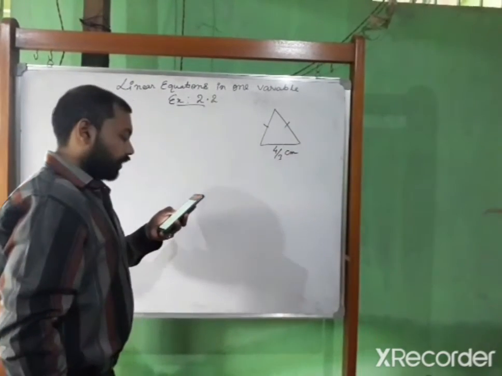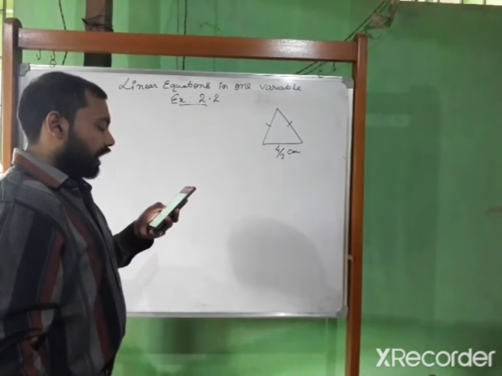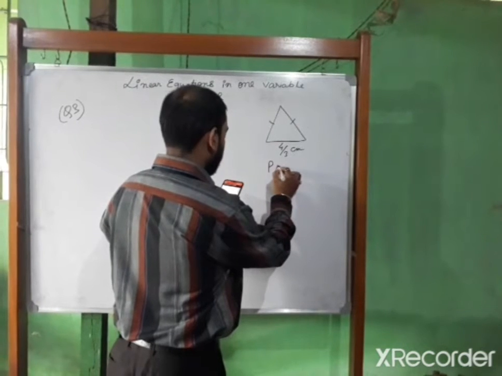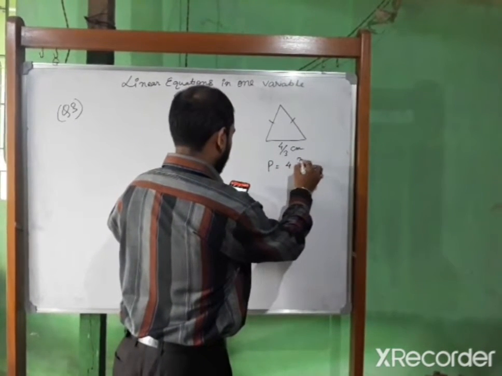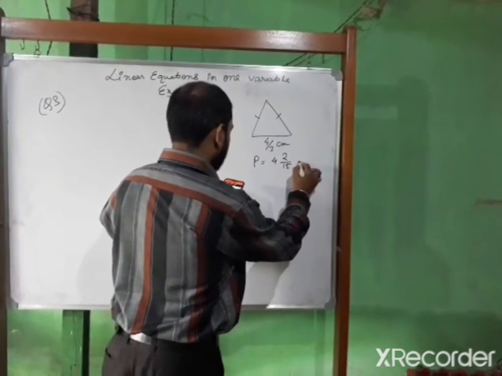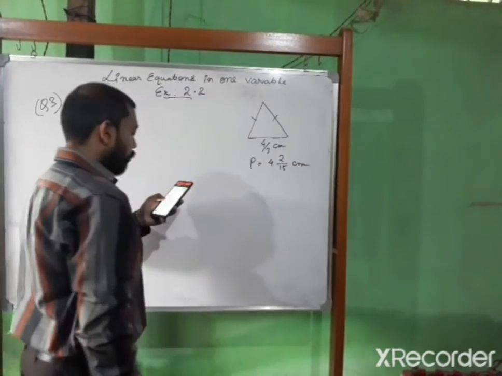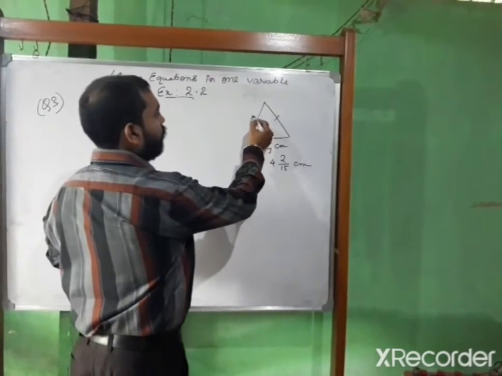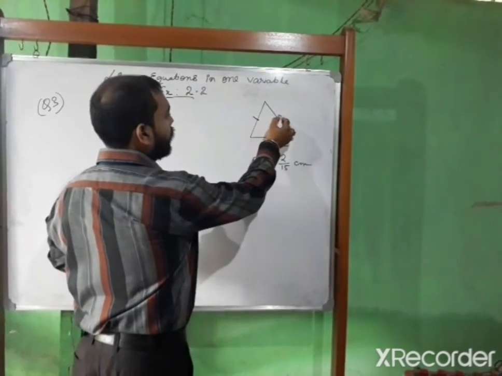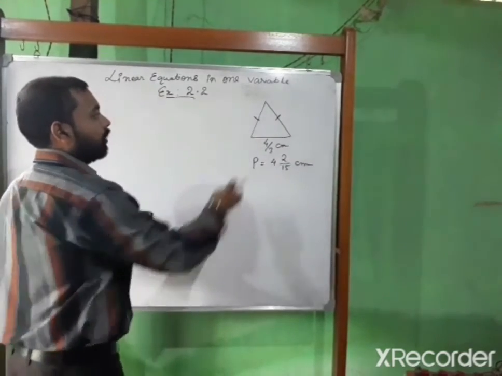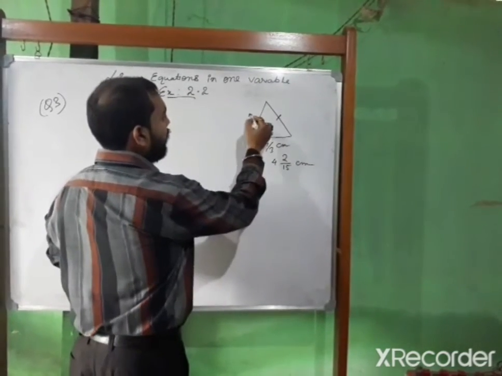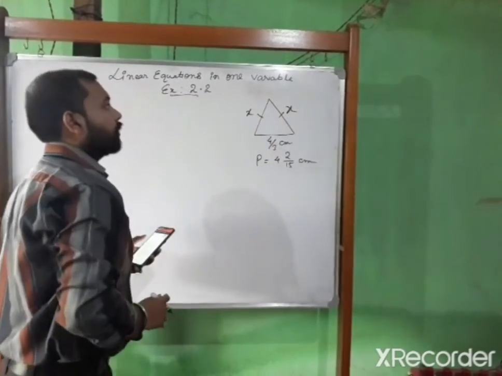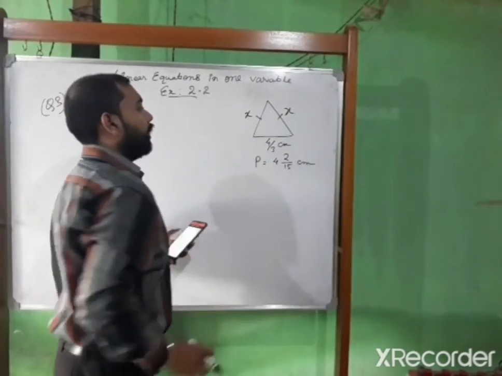The perimeter of the triangle is 4 2 by 15 centimeter. What is the length of either of the remaining equal sides? So we have to find the length of this equal side. Let us assume if I take this as x, this will also be x, since these sides are equal.